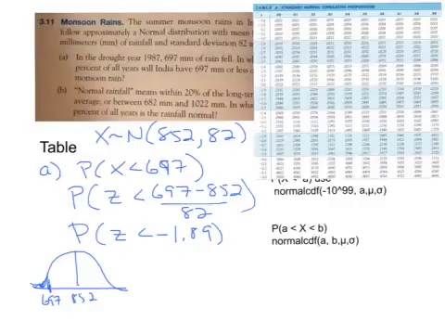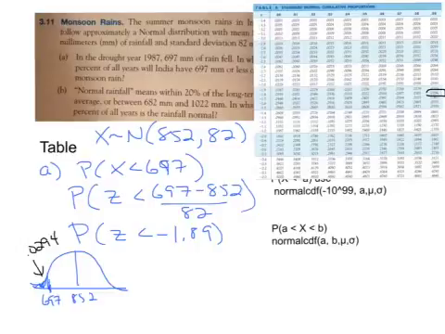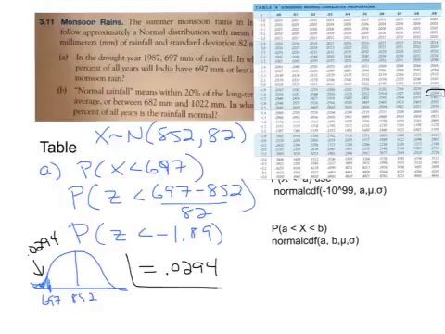So with a z-score of negative 1.89, I can look at my table here, and negative 1.89 is going to come down here. I'll be looking at this area right here. So I get 0.0294, and what that means is the probability that I have an x value less than 697 is 0.0294.